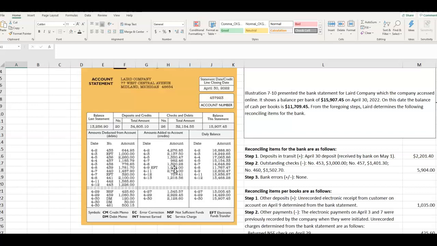This EFT over here in the deposits, however, we don't know about. Somebody sent us an electronic funds transfer, and we have not recorded it yet. That's the way these things are going to work.